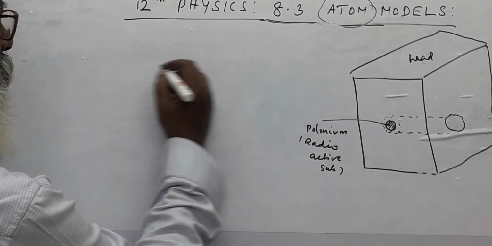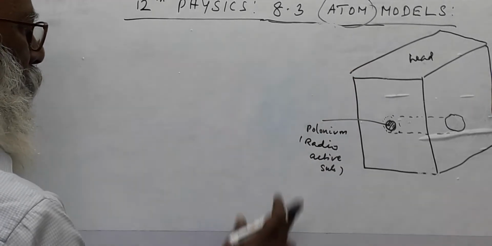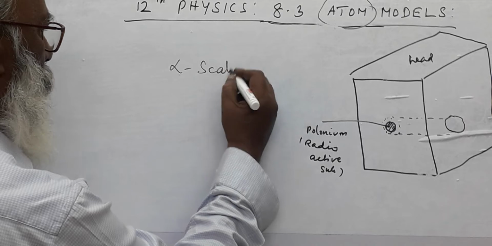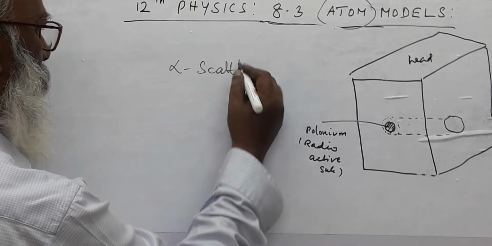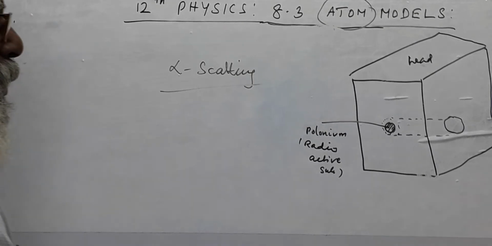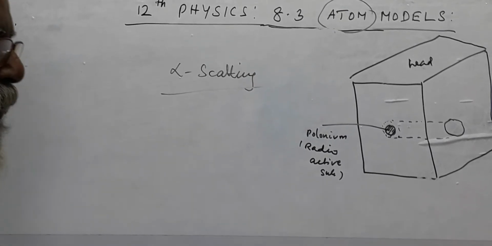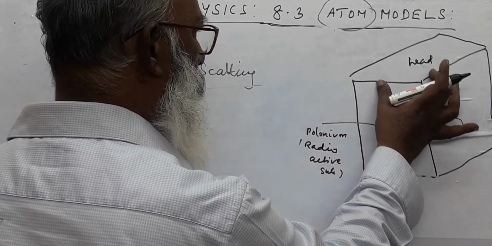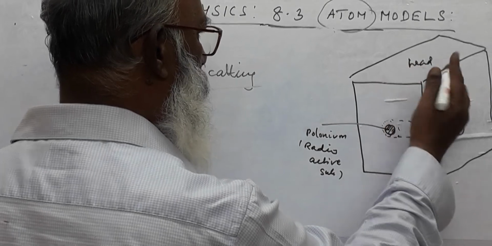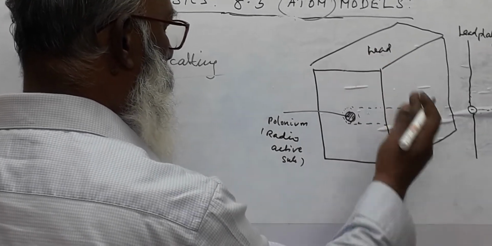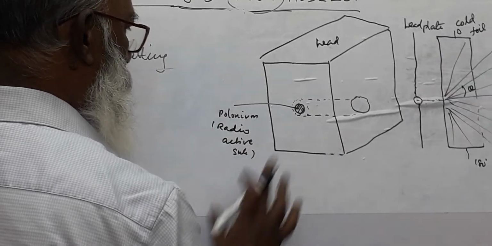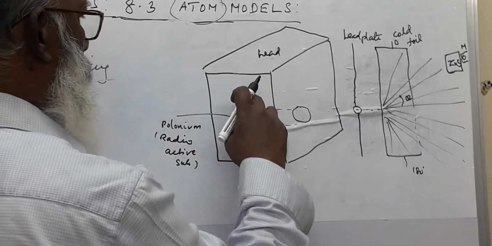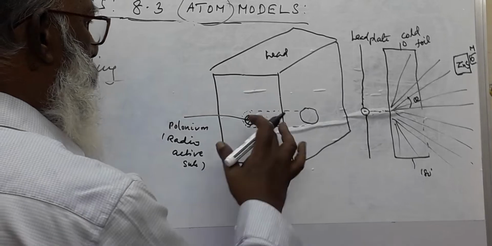Before going to the Rutherford atom model, we have to consider the alpha scattering experiment. What is alpha scattering? Consider a lead box, which is non-conducting of radiation. That's why it does not allow radiation through its wall, so that it may act as a shield.